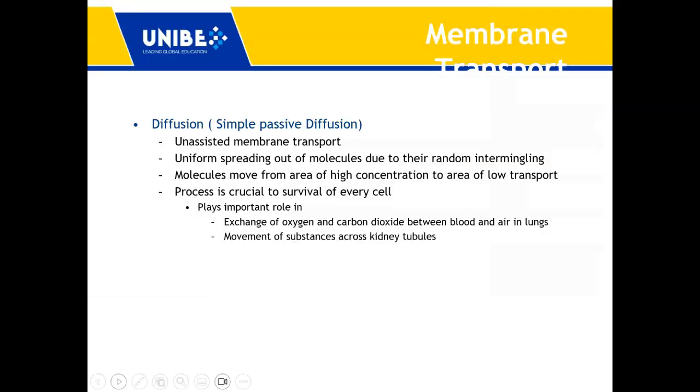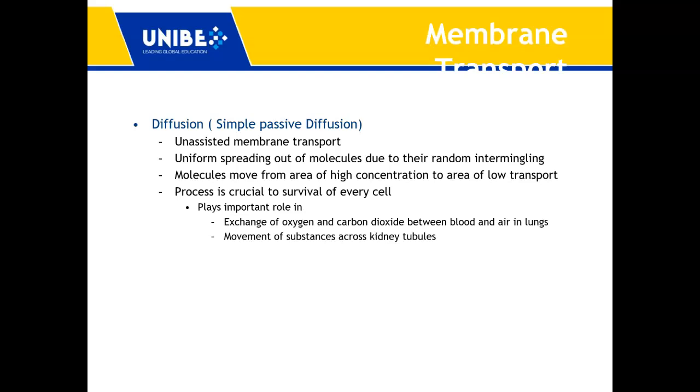we have that simple diffusion is just the movement of a substance through the cell membrane from more to less without spending energy. And in this case, the main difference is that the substance tends to be very small and hydrophobic, so it passes through the cell membrane without any transporter. So it is an unassisted membrane transport, and that means it will move from more to less.